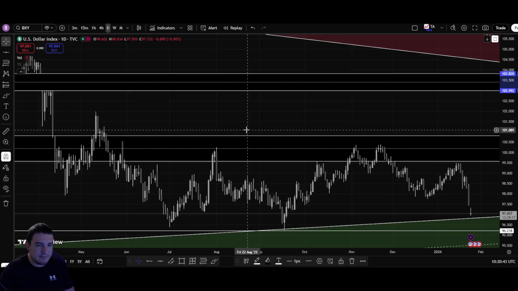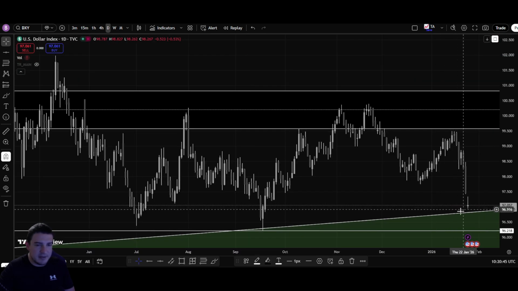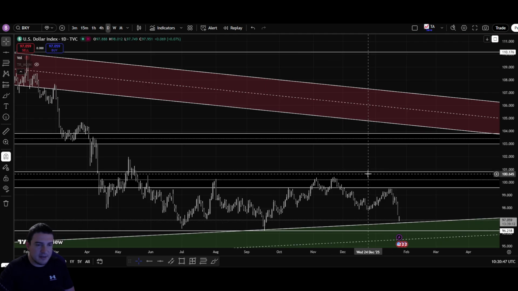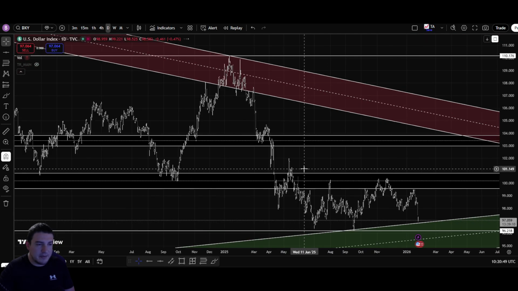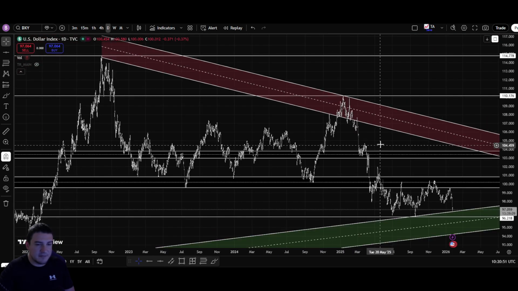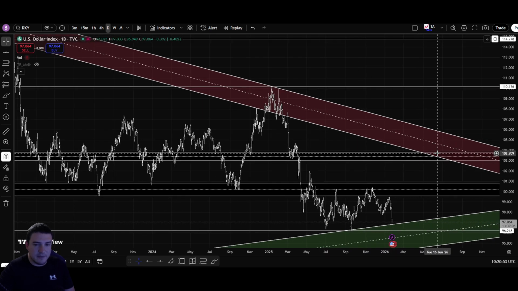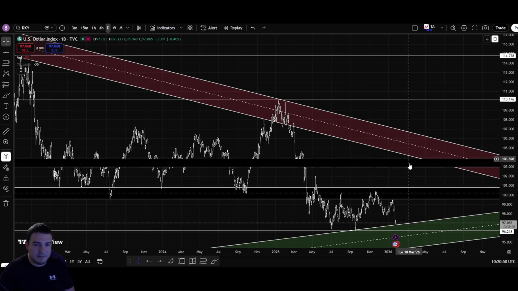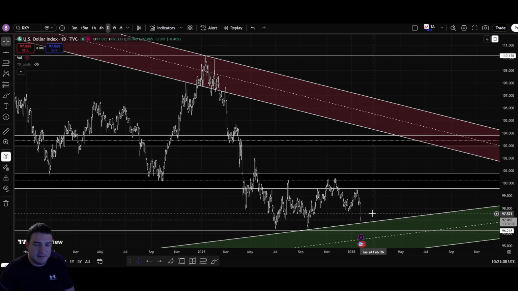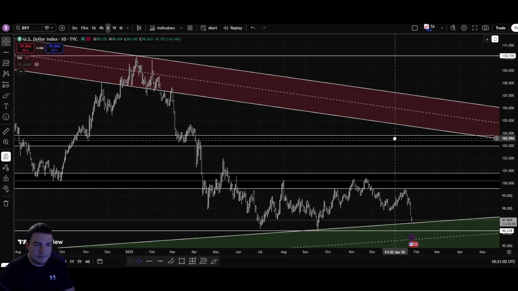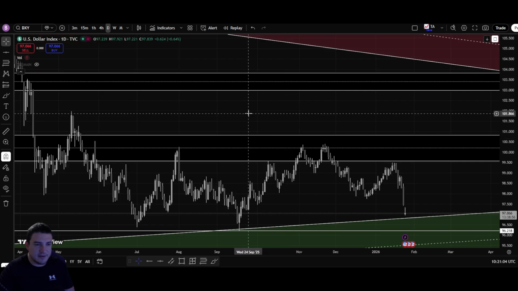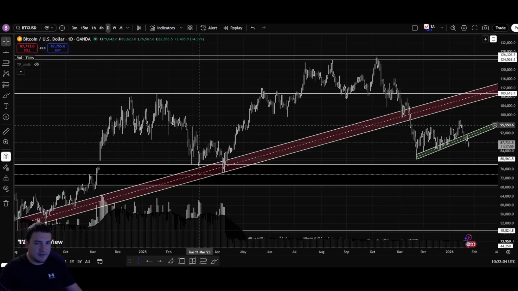Yep. We're just chopping along. It would be nice to see what happens with the dollar here. Maybe we do get some sort of major recovery. Head back up towards the trend line at the top, or the second zone. We'll have to see. This one's definitely a wait and see. Moving on to Bitcoin.